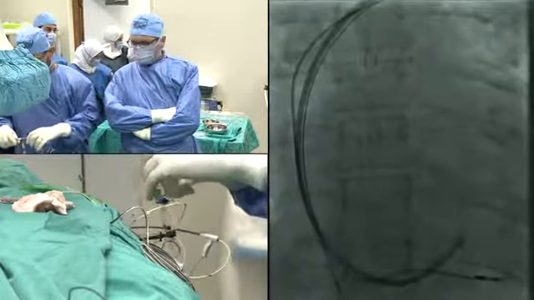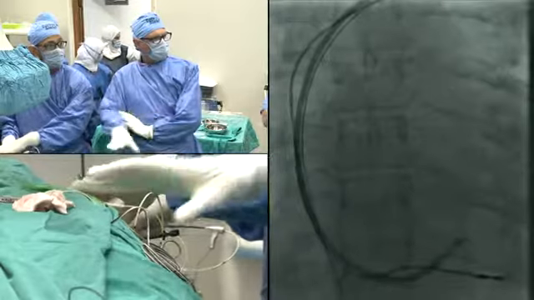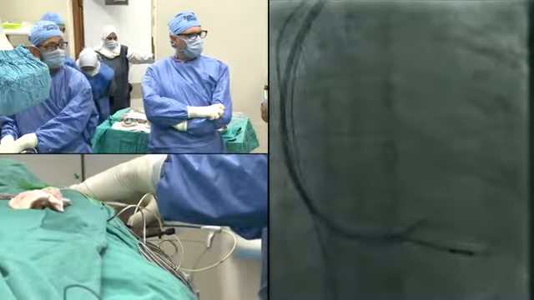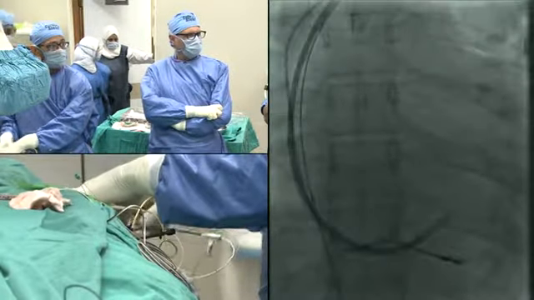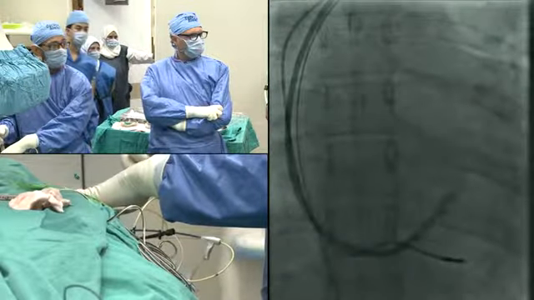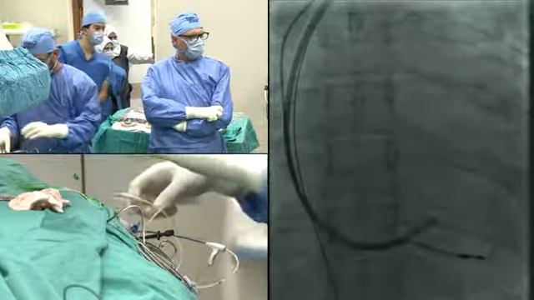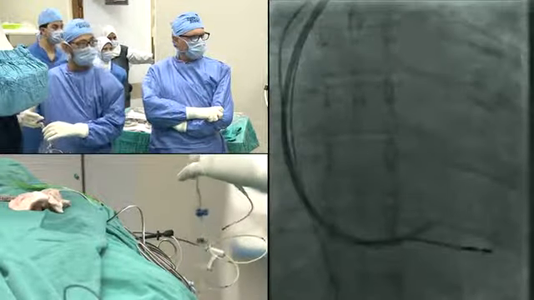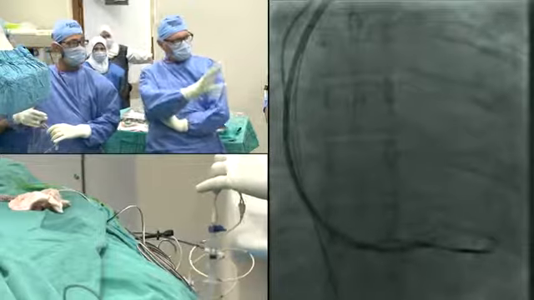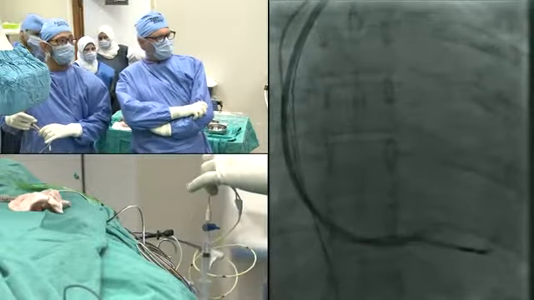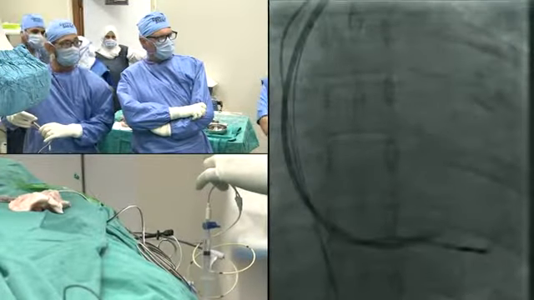Okay, seems good. Maybe I could go back a little bit because we are over a branch here. I don't want to cause any trauma. I think we can do the angiogram directly without inflation of the balloon. You want to see a bit more of the branch? Yeah, because there is a branch here. Okay, start.